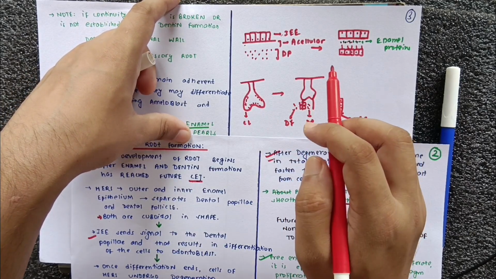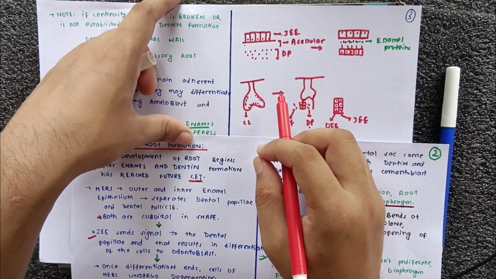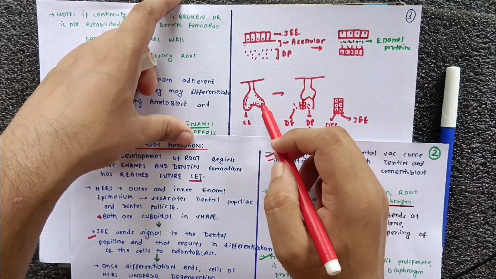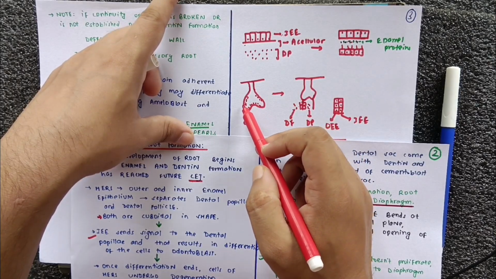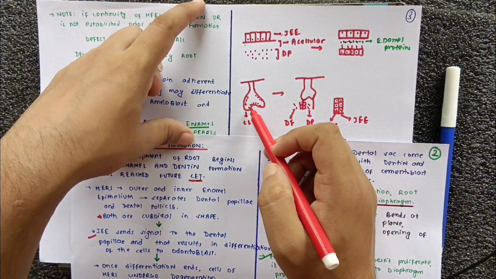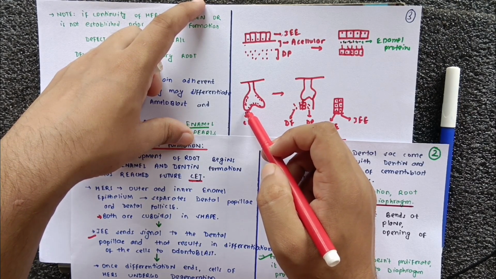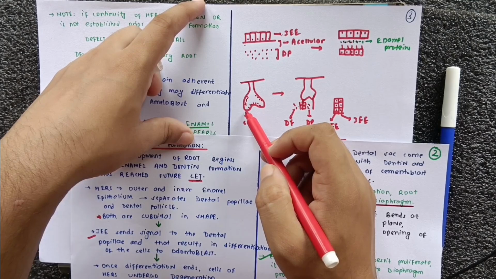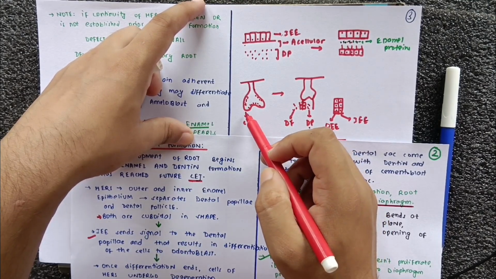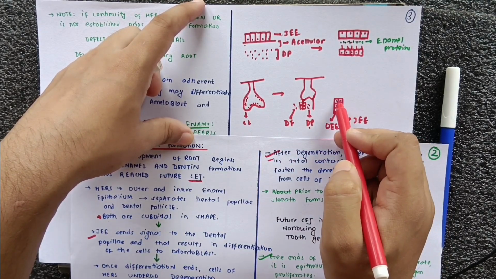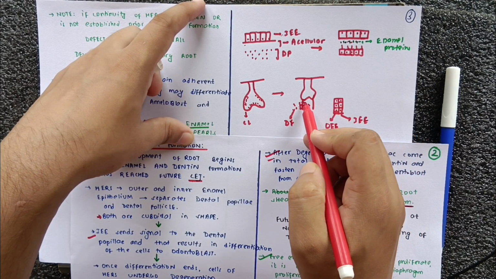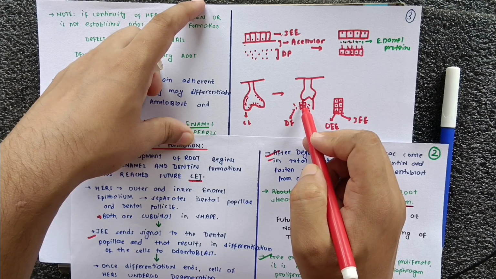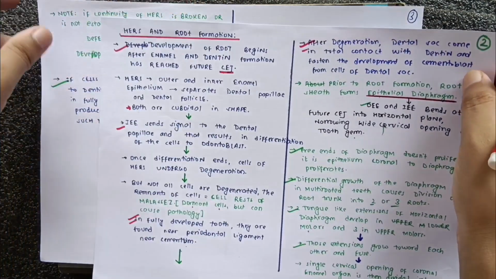Cervical loop means it is a junction between the outer enamel epithelium and inner enamel epithelium, and I have discussed this cervical loop in the early bell stage video. When both layers, the outer enamel epithelium and inner enamel epithelium, meet at the cervical loop, from that cervical loop there comes an extension. The extension is of two cell layers: outer is the outer enamel epithelium, inner is the inner enamel epithelium, and it keeps growing and proliferating downward. The same thing is written here.